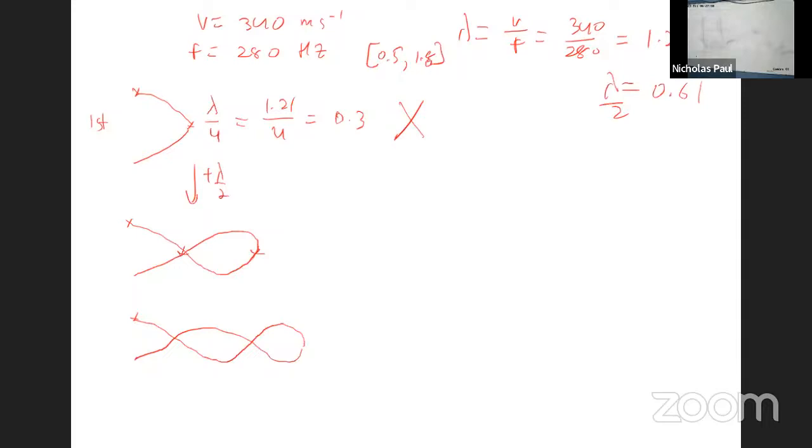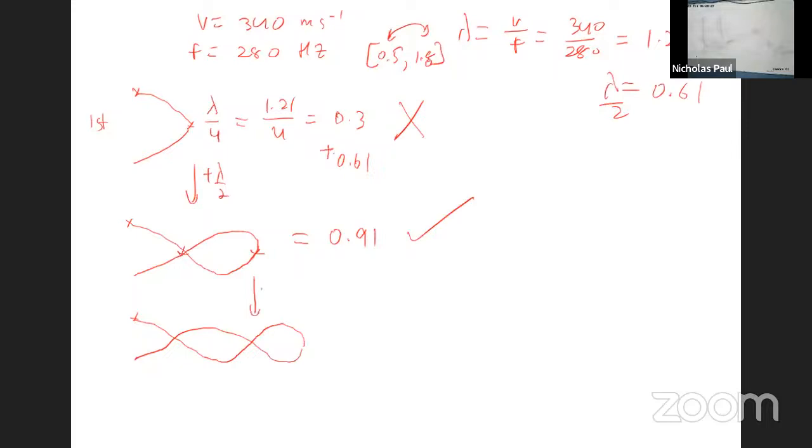Good. So let's add half a wave now. We add 0.61 to 0.3. Our second harmonic will be heard at 0.91. Is that in the range? Yes, we got two, right? It's between 0.5 and 1.8, right? Andy, you okay with that?